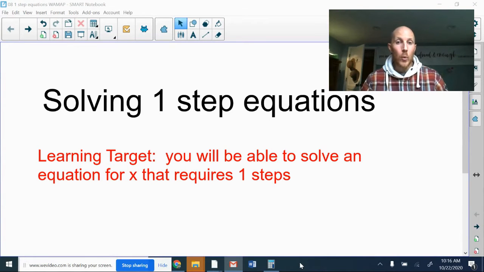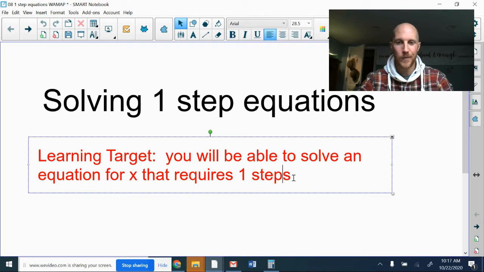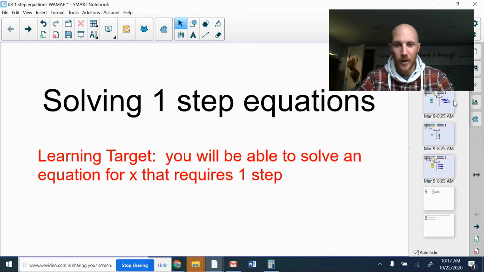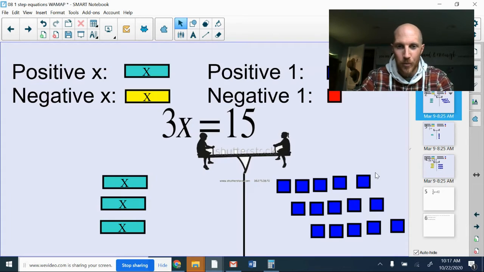Hey, we're going to take a look at solving one-step equations today, and the learning target for today is that you'll be able to solve an equation for x that requires one step. I always write "two steps" or "multi-steps" and things like that, and then "one step." I just got carried away with the plural.